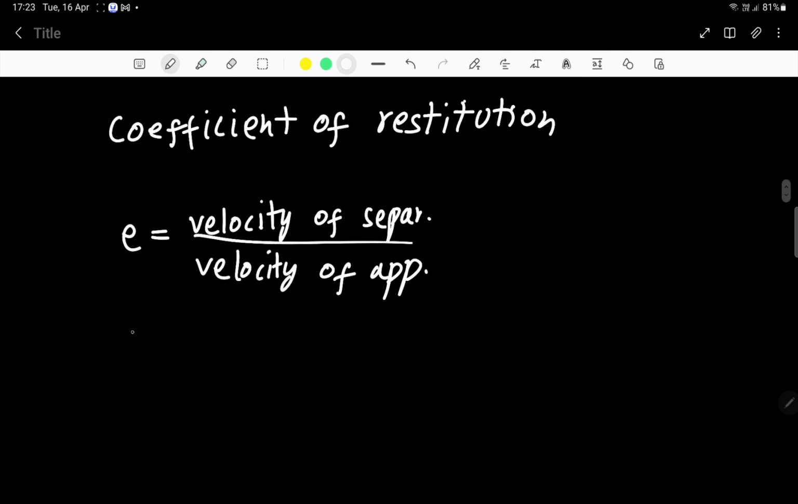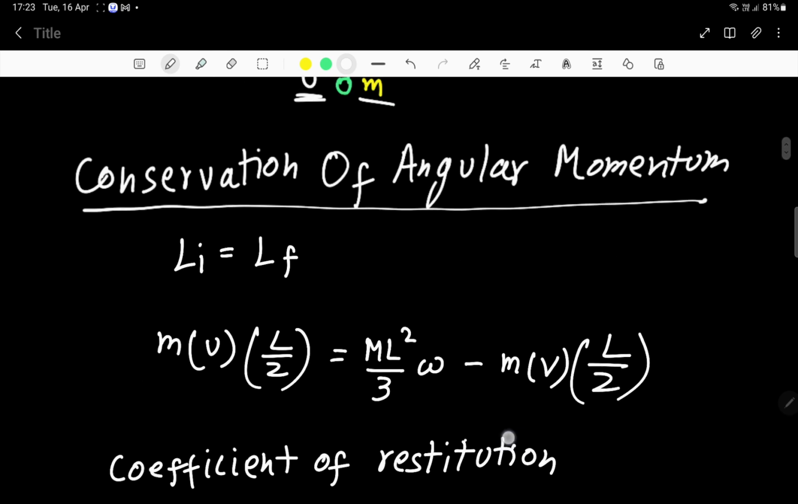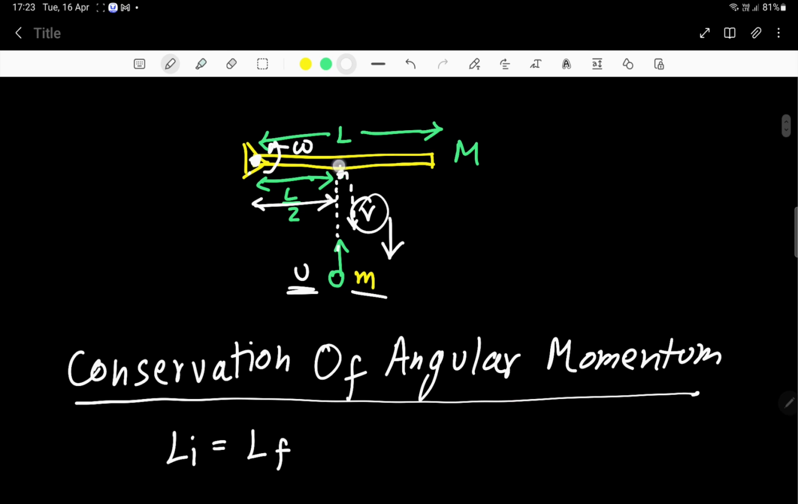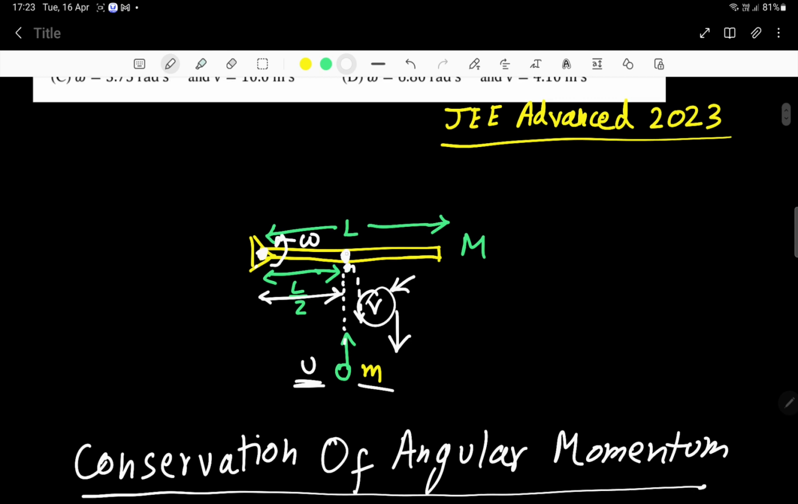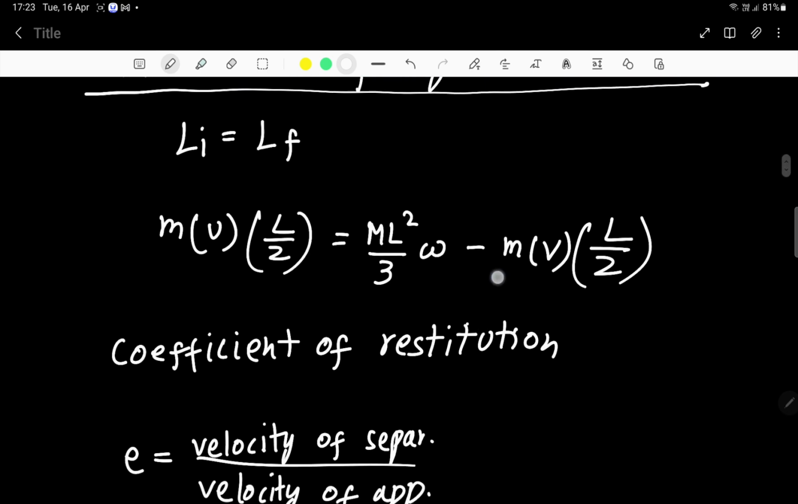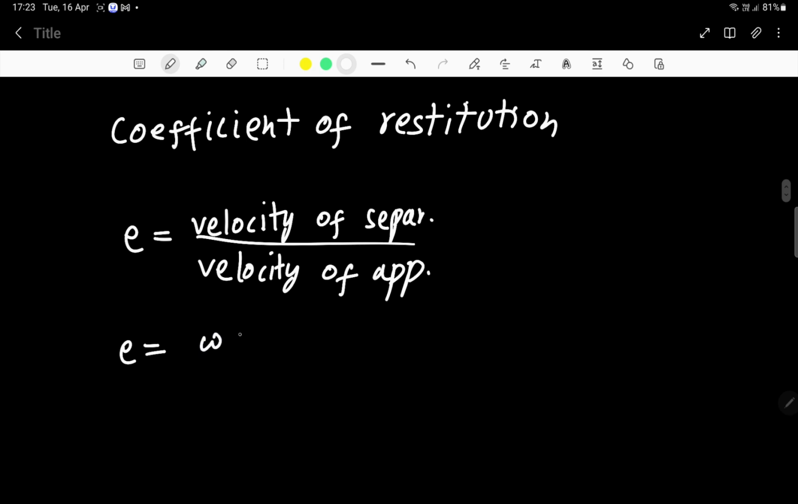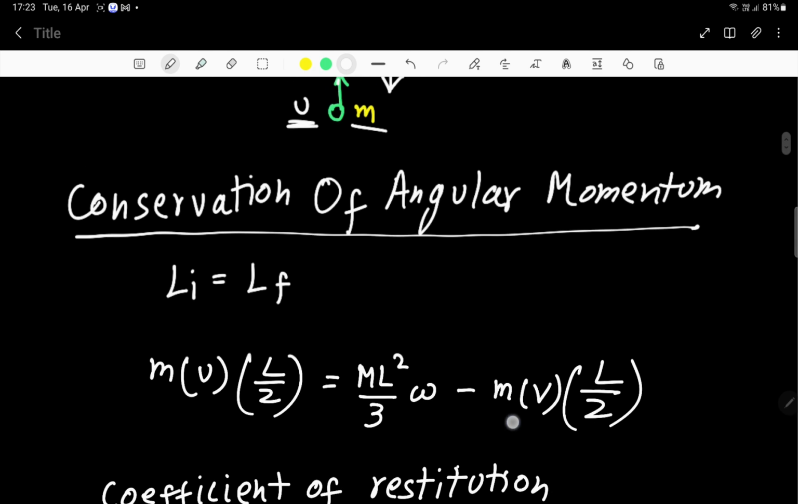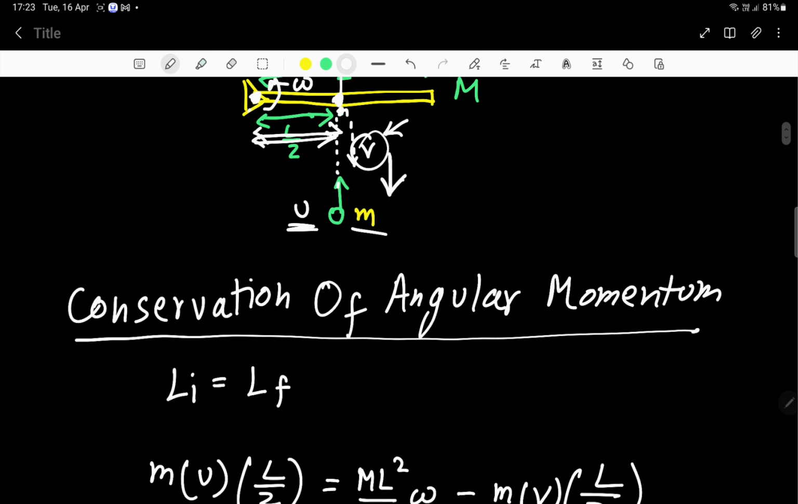So, what is the velocity of separation? Which means, what is the velocity by which the bar and the particle are being separated? The particle has a velocity of v, but this point of the bar also has some velocity. The velocity of this point of the bar is omega times L by 2. That is a linear velocity: omega, the angular velocity, times the distance of this point from the pivot, which is L by 2. So that is the velocity of that point of the bar. So the velocity of separation is omega L by 2 and v in this direction.